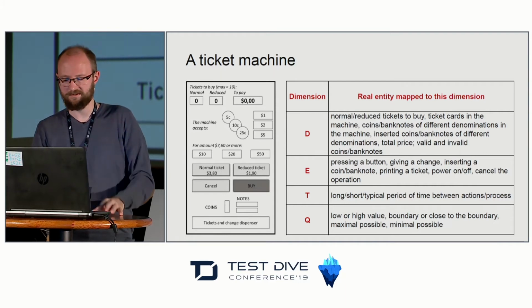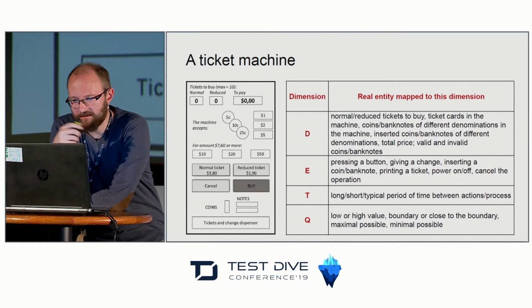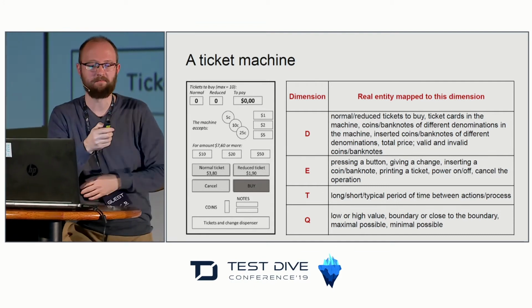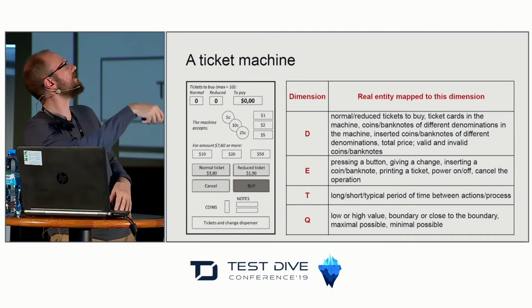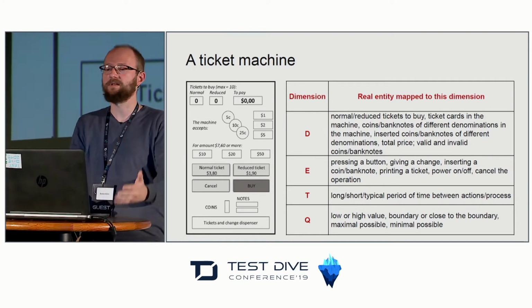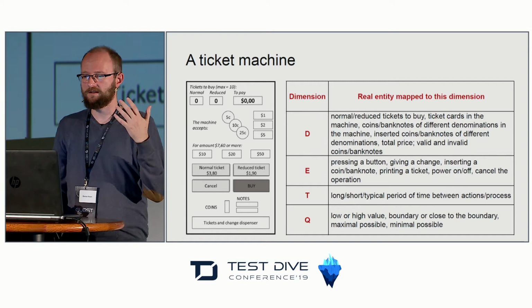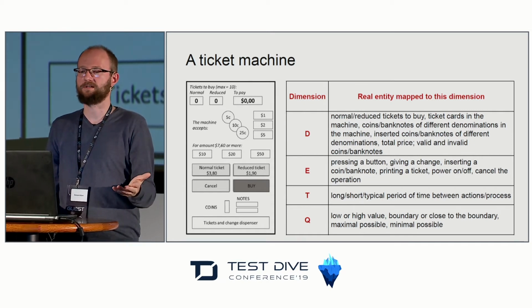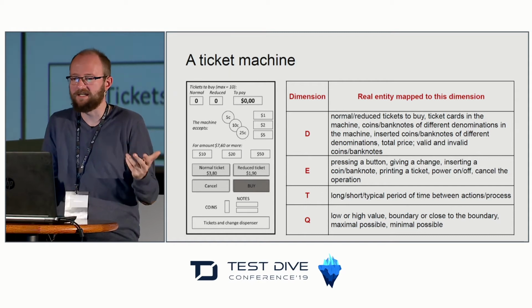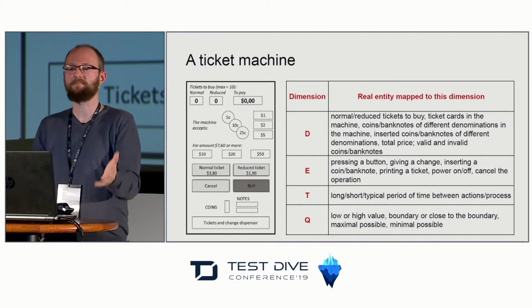So I will focus on this other one. So how can we join these or relate the entities from this business domain to these dimensions in the model? For example, a ticket is an object, it's kind of a data. A coin or banknote is a data. Total price, it's a number, it's a data, and so on. Events, what can happen in this application?